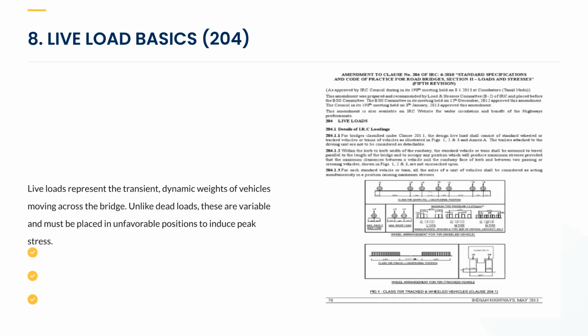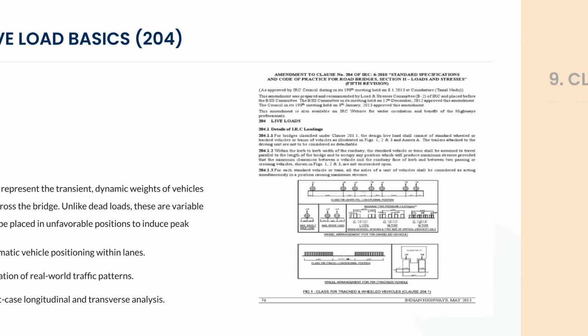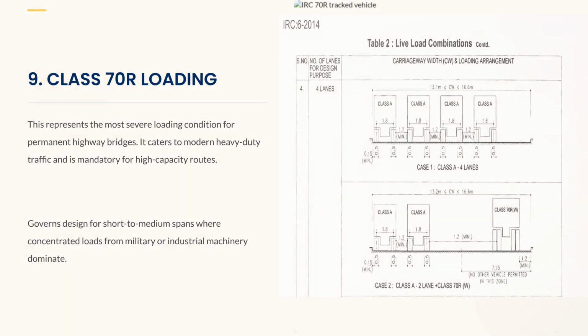Live loads are transient, dynamic weights of vehicles. Unlike dead loads, these are variable and must be placed strategically to induce peak stress. Design considerations include systematic vehicle positioning and worst-case analysis. Class 70R loading is the most severe condition for permanent highway bridges, accommodating modern heavy-duty traffic on high-capacity routes. It includes both 70-ton tracked and wheeled vehicle train configurations.